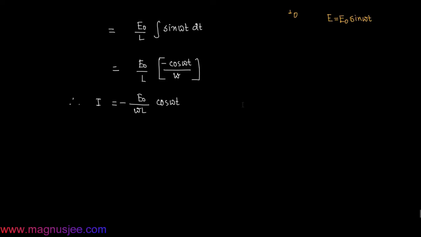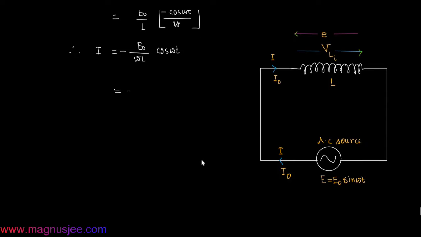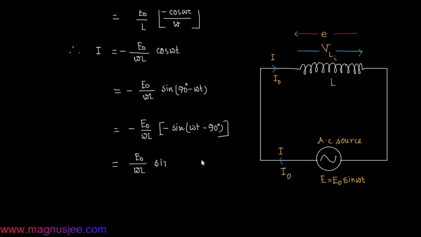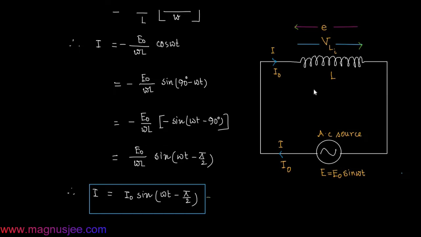I is equal to minus E0 divided by omega L into cos omega t, which equals minus E0 by omega L sin of (90 degrees minus omega t), which equals minus E0 by omega L times minus sin of (omega t minus 90 degrees), which is E0 by omega L sin of (omega t minus pi by 2, or 90 degrees). Therefore, the instantaneous current I is equal to I0 sin (omega t minus pi by 2).